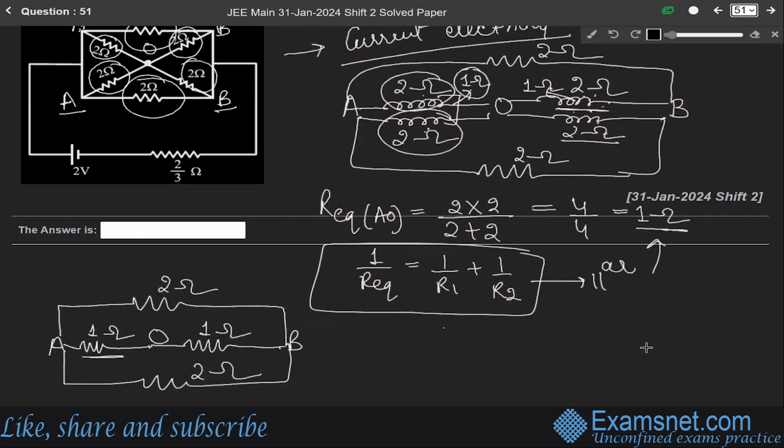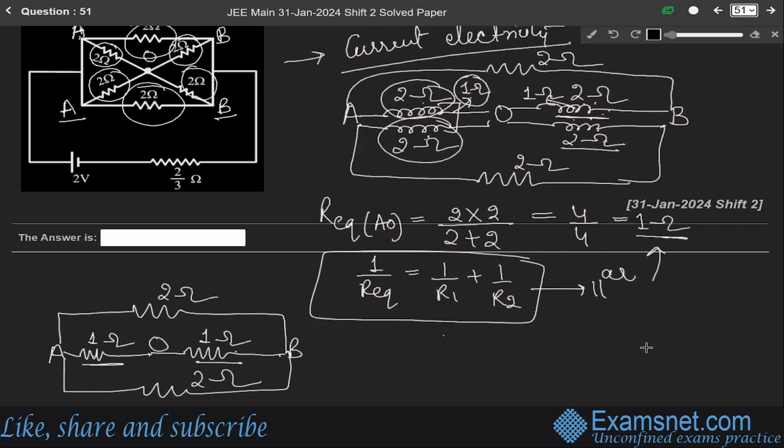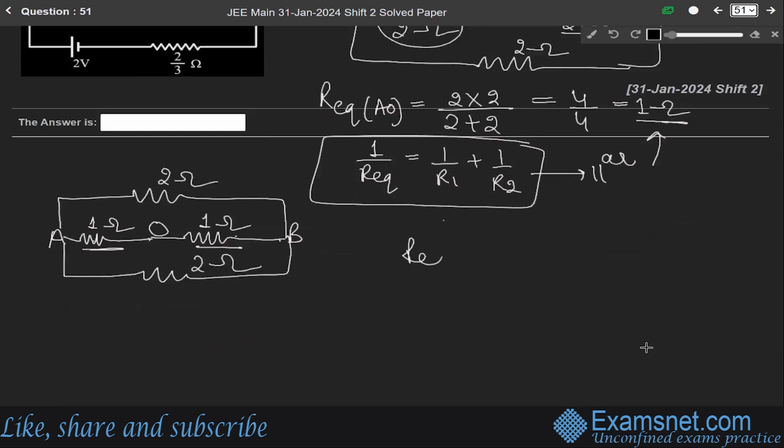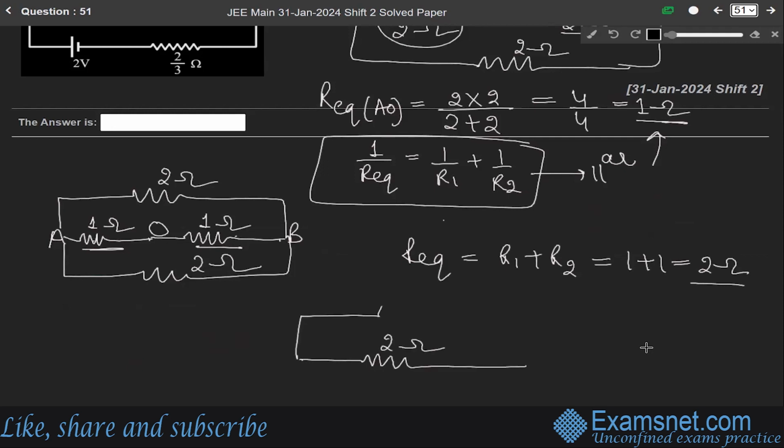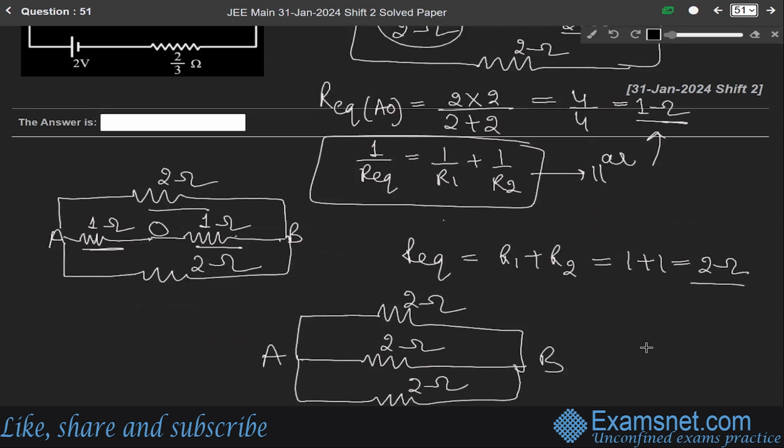Now these 1 ohm and 1 ohm are in series. For series combination, R equivalent is simply R1 plus R2, so 1 plus 1 equals 2 ohm. Now the circuit diagram becomes this 2 ohm, this also 2 ohm, and this also 2 ohm. Between A and B, this is 2 ohm, this 2 ohm, and their series combination is 2 ohm.